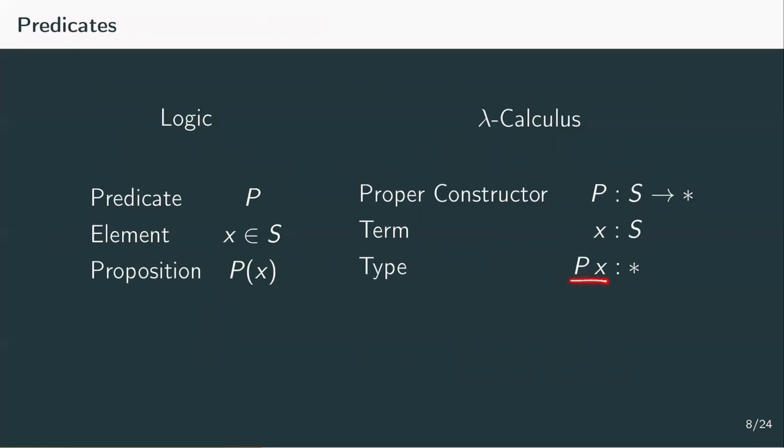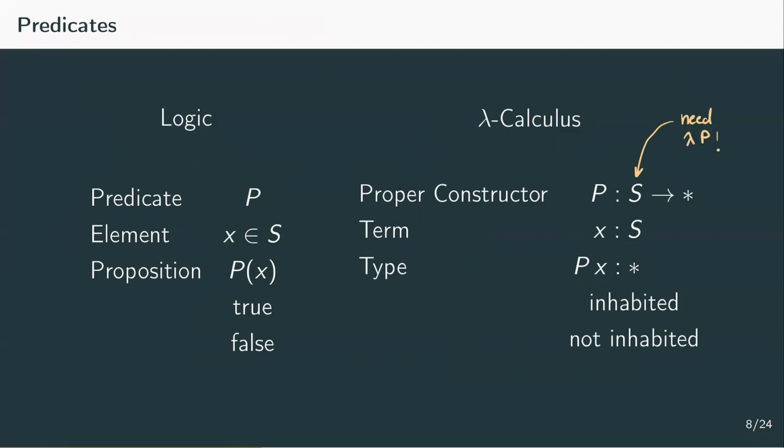Such a proposition can be true. In that case, the type is inhabited. Or it can be false, in which case the type would be uninhabited. Be aware that this proper constructor P is a type depending on a term, so this construction is only possible with lambda P or systems that contain it, as we introduce types depending on terms only in that system. So in conclusion, the atomic formulas of first order logic are formed as proper constructors depending on the terms they speak about. The corresponding proposition is thus a type, which is inhabited if and only if the proposition is true.